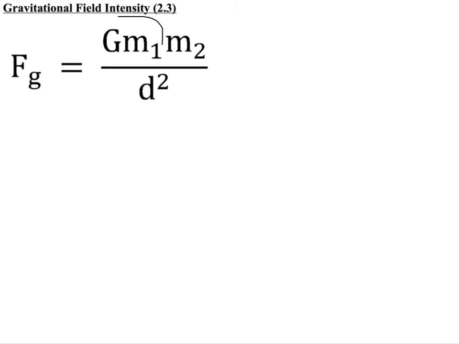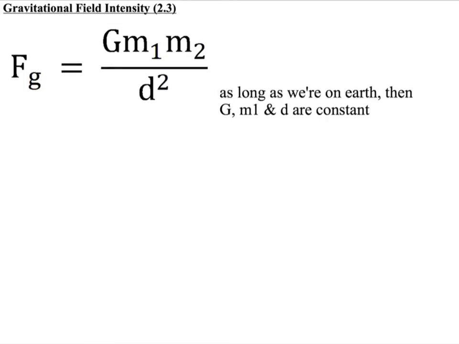And you might notice that this stuff right here, as long as we're on Earth, is going to be constant. Big G is always constant, right? That's everywhere in the universe. Mass is just the mass of the Earth, and d would end up being the radius of the Earth. So again, this stuff right here is constant.